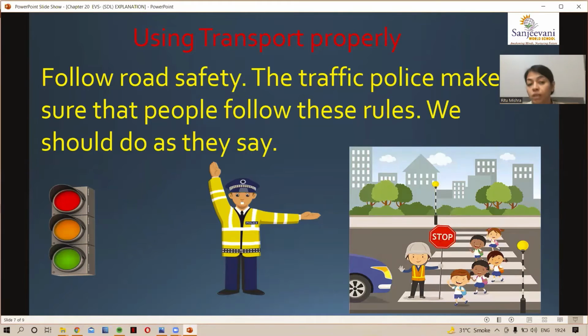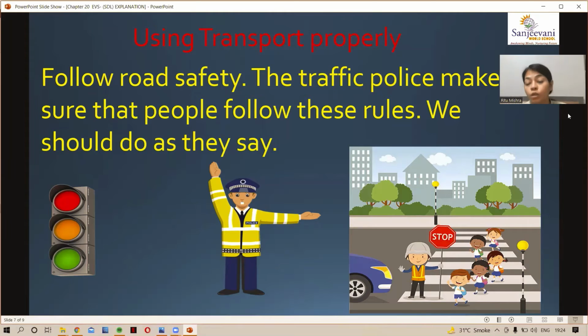Follow the road safety. Now children, when we are on the road, there are some rules made for our safety. So we need to follow these safety rules when we are on the road. The traffic police make sure that people follow these rules. I told you there are some rules when we are on the road.